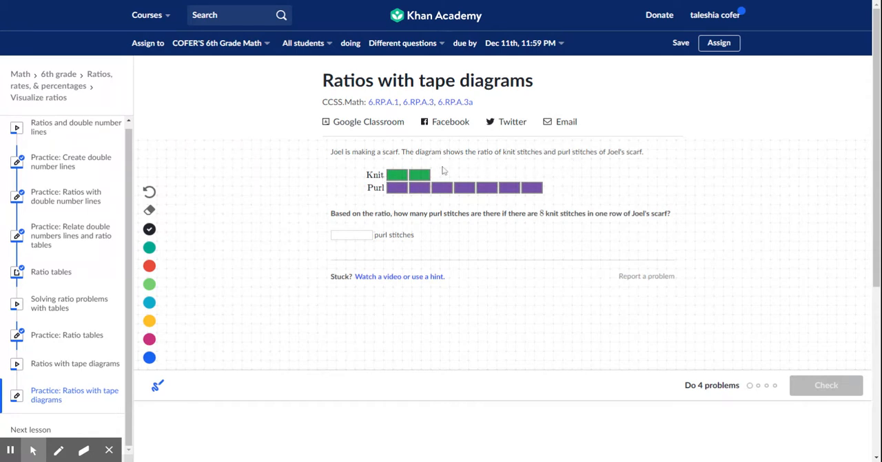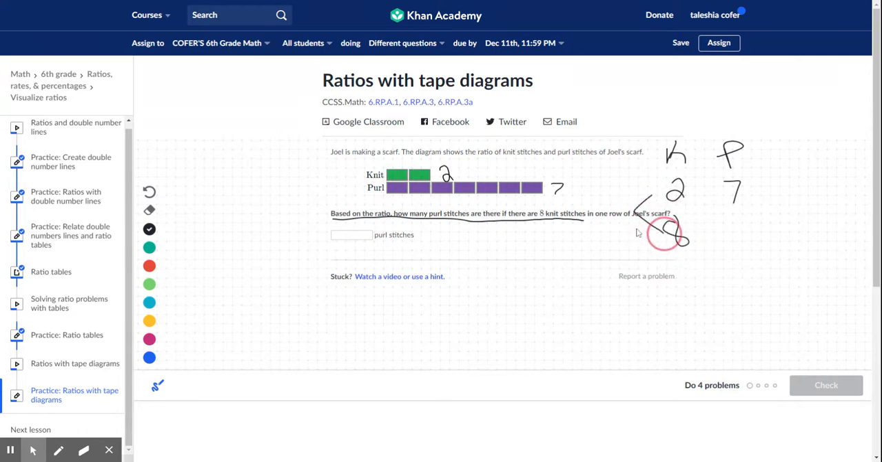So we have 2 knit stitches and 1, 2, 3, 4, 5, 6, 7 purl stitches. Remember, whatever we do to the top, we have to do the same thing to the bottom. They want to know, based on this ratio, how many purl stitches are there if there are 8 knit stitches. So right now, for the knit and the purl, I have 2 knit and 7 purl. They said, what if I had 8 knit?